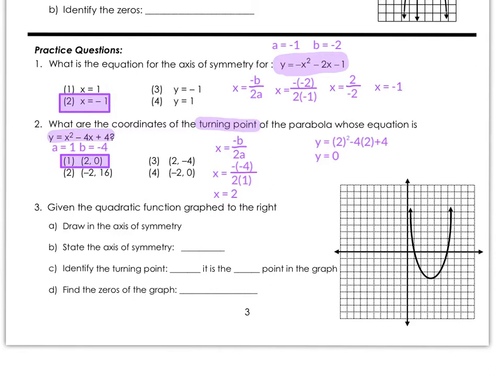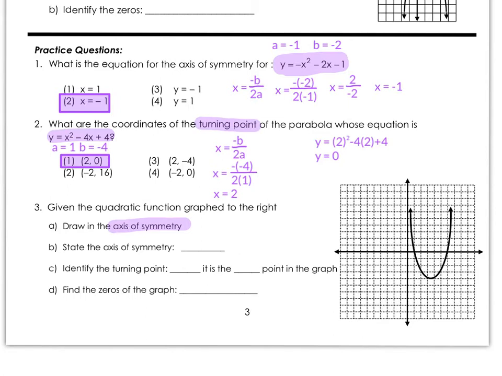All right, down to number 3. Given the quadratic function graph to the right, draw in the axis of symmetry. So what is the axis of symmetry? And you can look back if you need to know, but it's the line that will then cut the parabola in half. If we folded it in half on this line, that would make it symmetrical on both sides. So that's what the axis of symmetry is. So it has to go right through the middle.